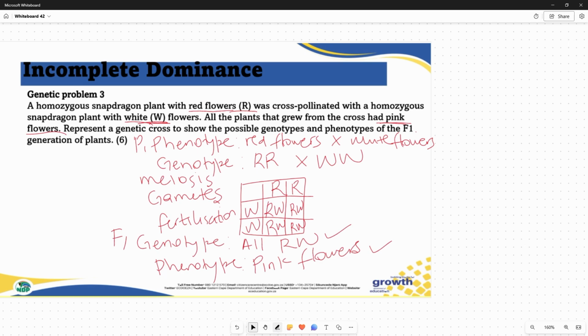Remember, this is 6 marks. Let me use a different colored pen to represent the marks. We've got a mark for the F1 phenotype, a mark for the F1 genotype, a mark for the gametes. How many marks do we have now? We have got 5. Then we can get the 6th mark from P1 and F1, and possibly another mark would have been for the meiosis and fertilization, but we have already reached the maximum of 6 marks. Okay, now let us move on to the second example in incomplete dominance.